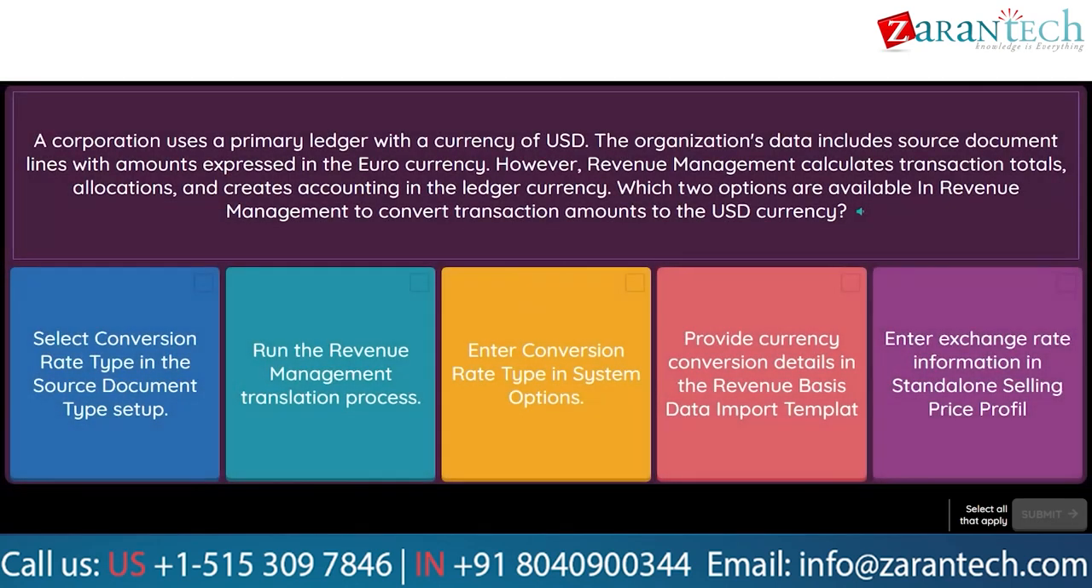Question, a corporation uses a primary ledger with a currency of USD. The organization's data includes source document lines with amounts expressed in the euro currency. However, revenue management calculates transaction totals, allocations, and creates accounting in the ledger currency. Which two options are available in revenue management to convert transaction amounts to the USD currency?